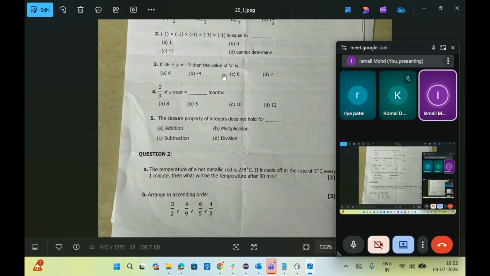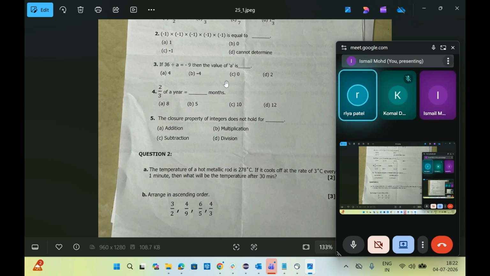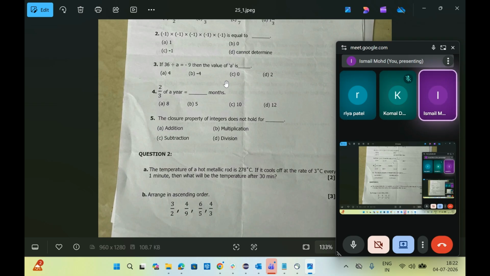Again here, if one of the numerator and denominator is negative, then the result is negative. If both are negative, the result is positive. Both are positive, result is positive. But if one is positive and another is negative, the result is negative. Now 36 by 9 is 4, you know. But here you are doing 36 by minus 9.